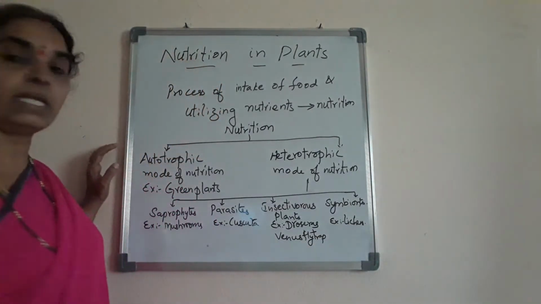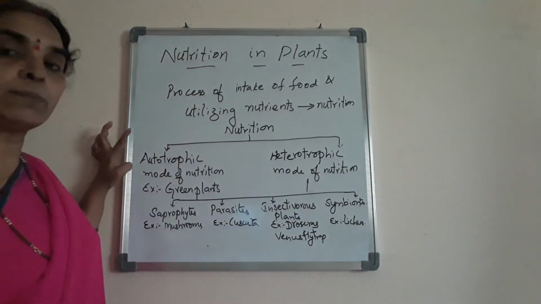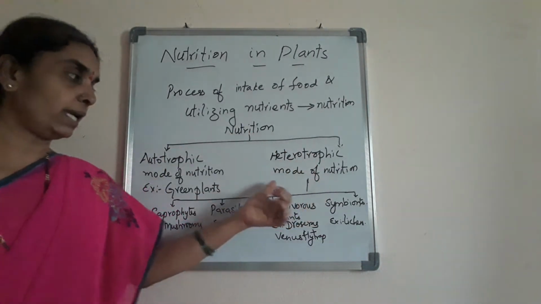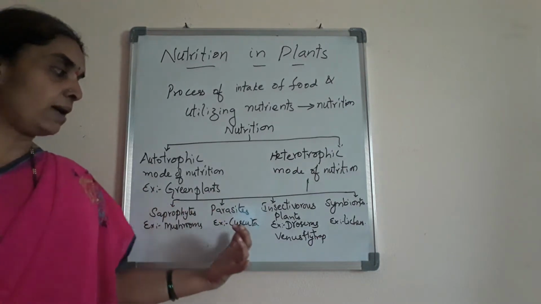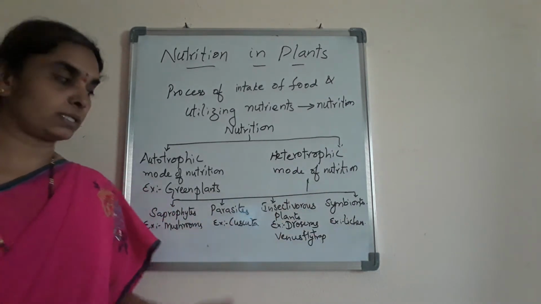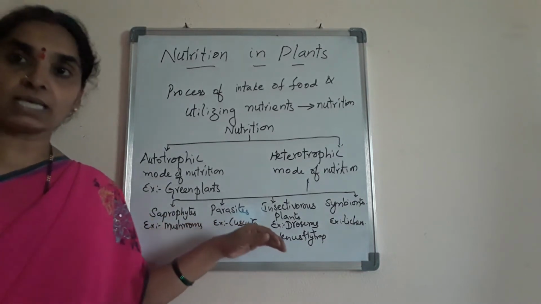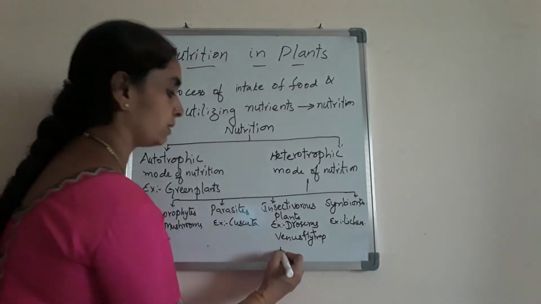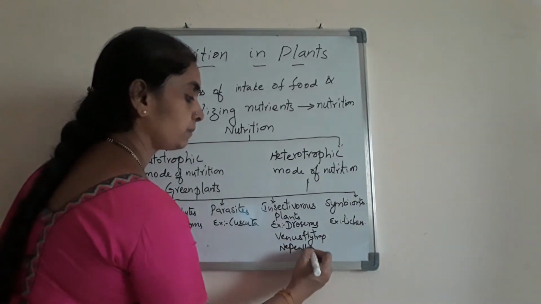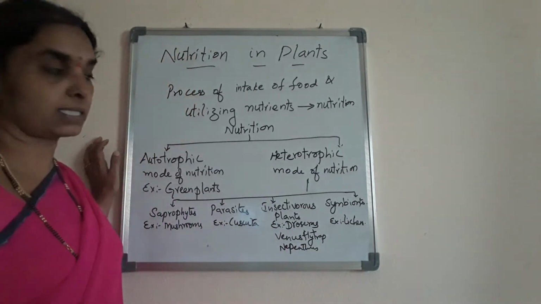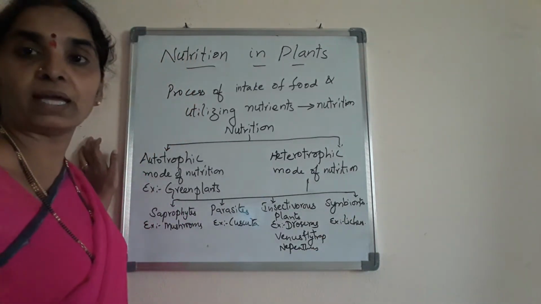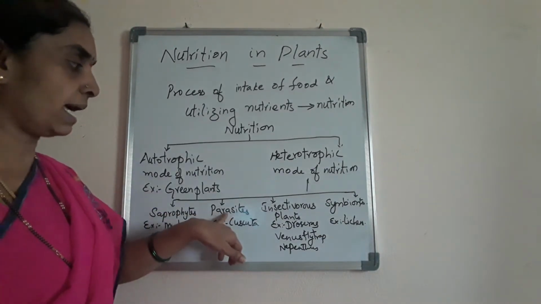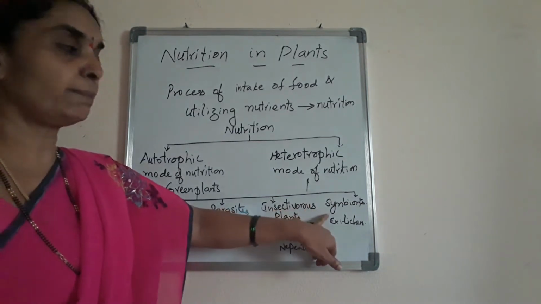This tree chart is very, very important. You note it down. Autotrophic mode of nutrition, examples, green plants. Heterotrophic mode of nutrition is again divided into four types: saprophytes, parasites, insectivorous, symbionts. Saprophytes, example, mushrooms. Parasites, cuscuta. Insectivorous, Drosera, Venus flytrap, Nepenthes, and so on. Symbionts, lichens. You have to be aware of these names. Listen carefully again: saprophytes, parasites, insectivorous, symbionts.